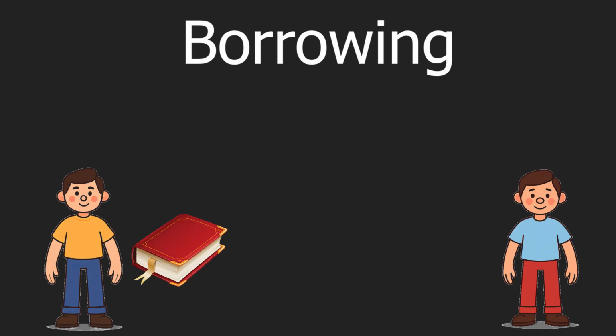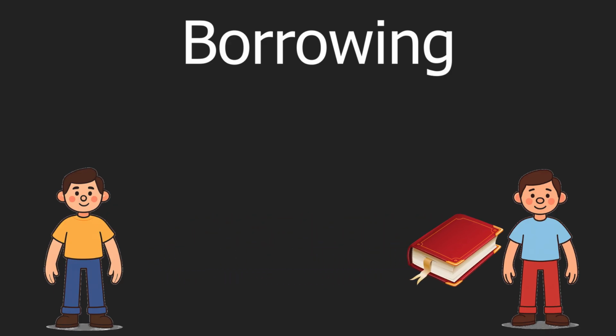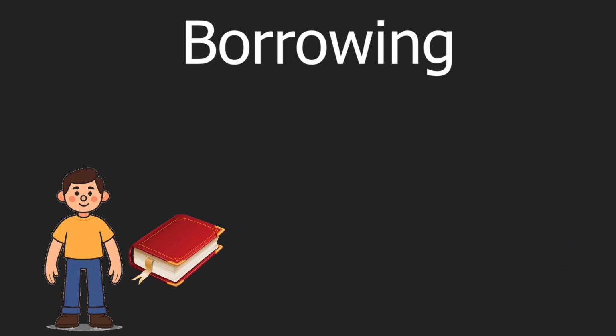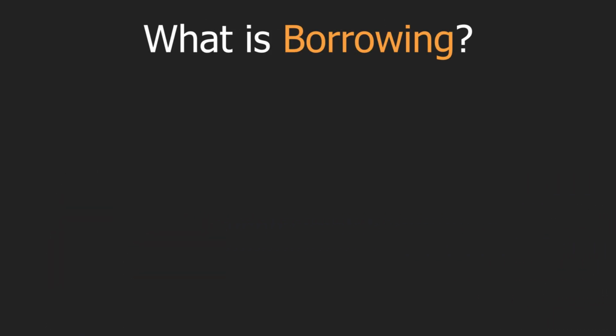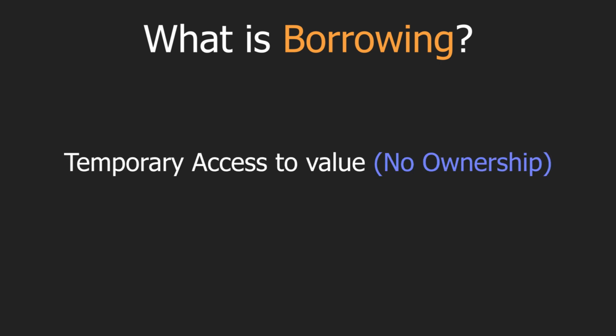It's like lending your friend a book, but you still own it. They just get to read it. And once they are done, you still have your book. Let's understand what is borrowing. Borrowing means temporarily giving access to a value without transferring ownership. Rust does this with references.